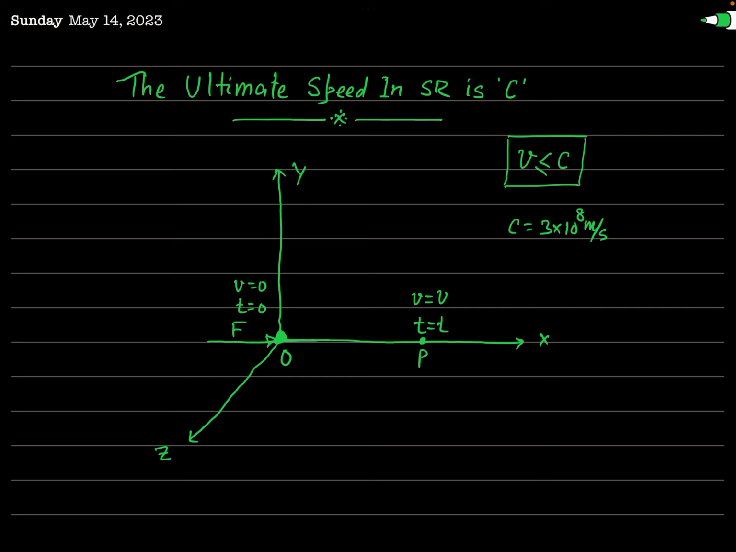You know that in special relativity, mass varies with velocity. So when the particle was at rest at the origin, its mass was m0. But when it is at point P and its velocity is v, then its mass will be equal to m. And you know that this m is related to m naught by the relation m equals m naught divided by the square root of 1 minus v square by c square. m naught is called rest mass. Now let us see how we can say that the ultimate speed in accordance with special relativity is c.